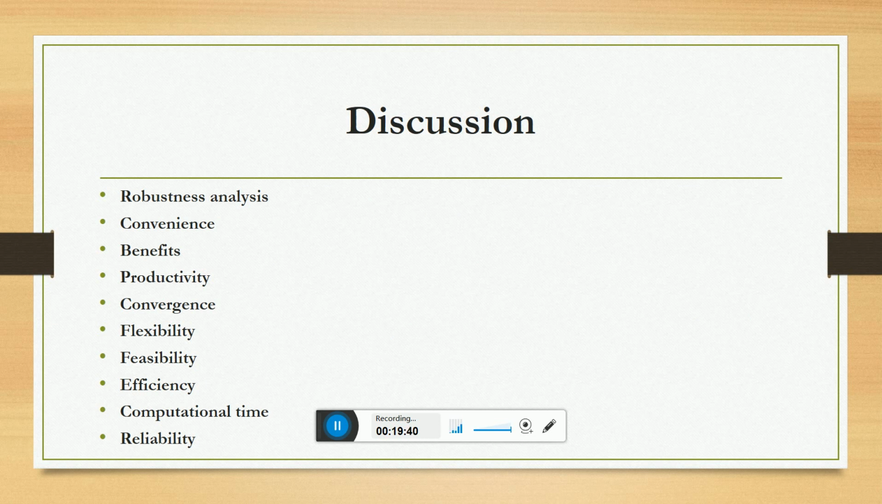Now the discussion part comes. It's a novel approach to motor rehabilitation using an interactive game with overall 100% accuracy of classification by SVM. The hybrid sensor architecture of Kinect sensor and accelerometer as data acquisition devices has been executed well, as they are efficient in extracting features, and PCA has been effective in reducing the feature dimension to the minimal. The paper can be summarized as the following points: robustness analysis, convenience, benefits, productivity, convergence, flexibility, feasibility, efficiency, computational time, and reliability as well.